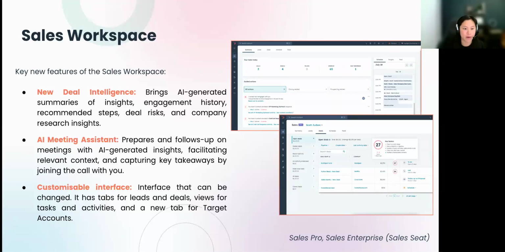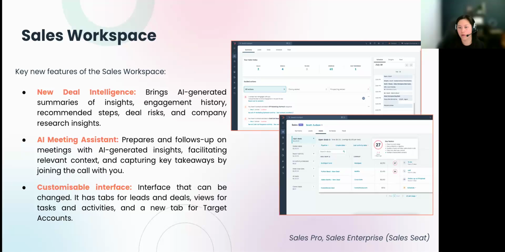The third thing that you get with the new upgrade is the customizable interface. You're probably quite familiar with the leads tab and, quite recently, the deals tab that have shown up in the workspace, but now they've also added a couple of new ones. So the target accounts tab, which for some reason was quite hidden for a little bit with the new menu navigation, is back again, and it's also now easy to find in the sales workspace.